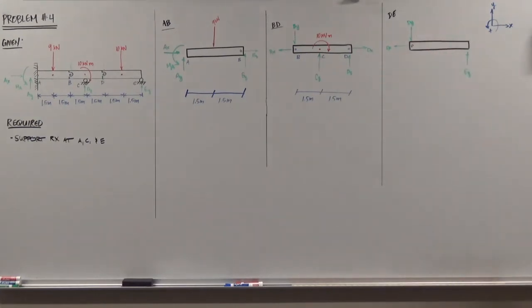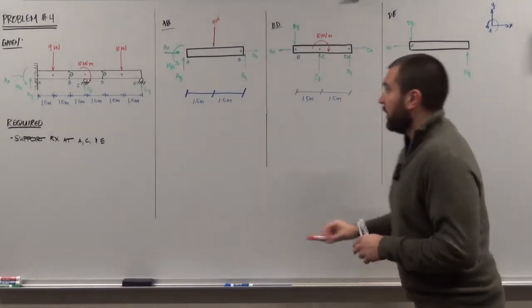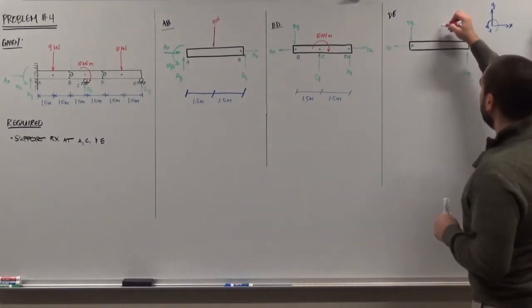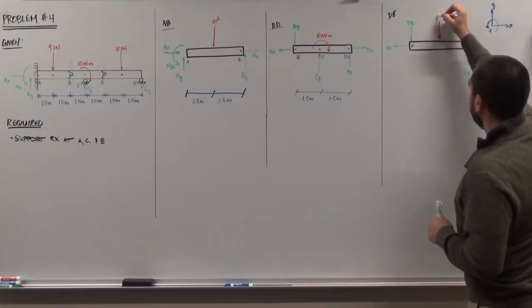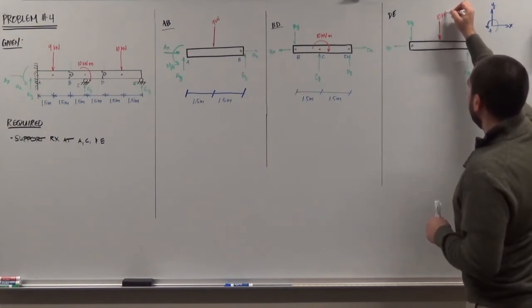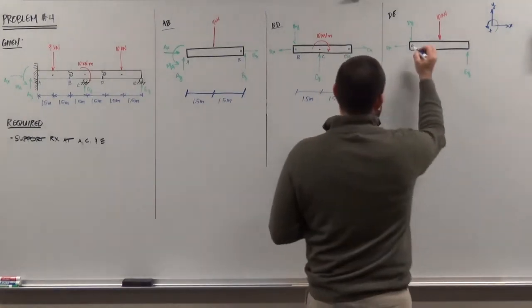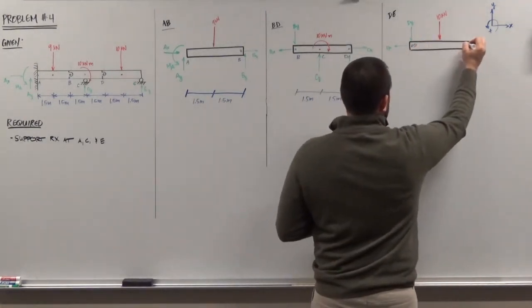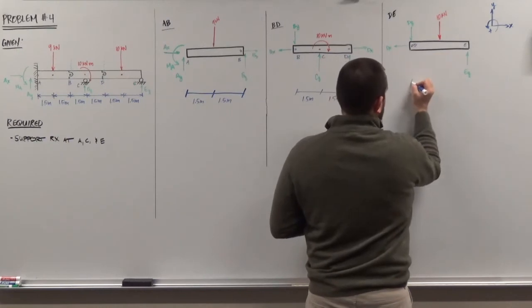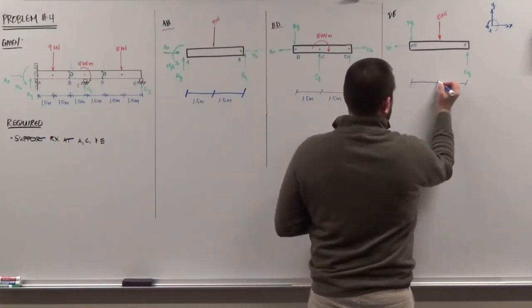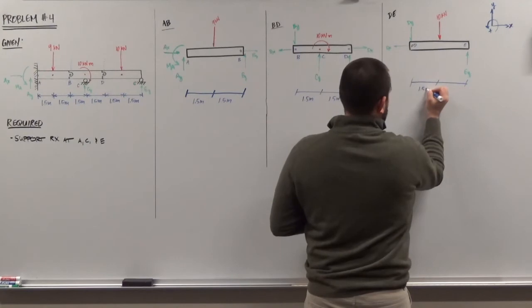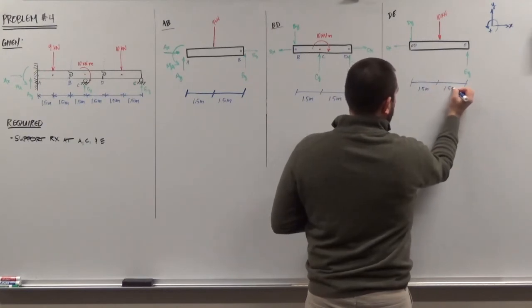Okay, and we've also got an external loading here. It is 10 kilonewtons at mid-span. I've got to label my points and provide the geometry. This is point D, this is point E, and everything here is spaced out in even 1.5 meters.